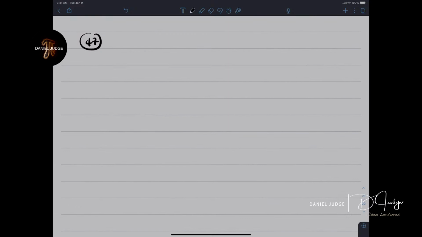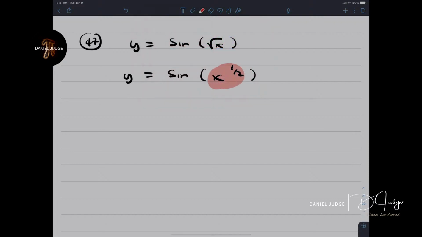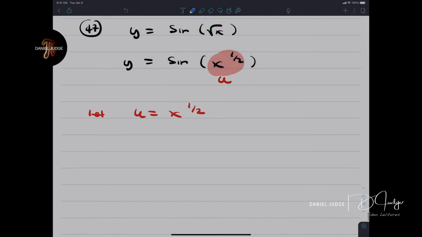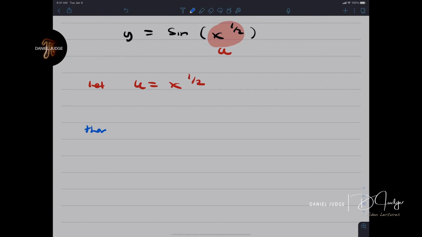Now, 47. Y equals sine of the square root of x. Which means y equals sine of x to the 1/2 power here. So within the parentheses again, this is my u. So you let u be x to the 1/2 power. Then y becomes sine of u.